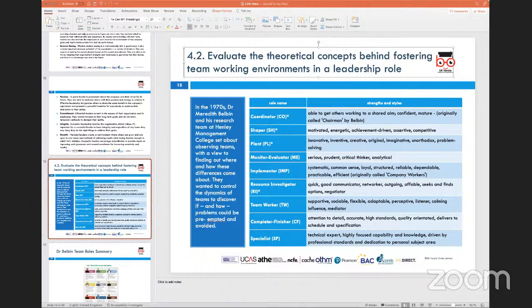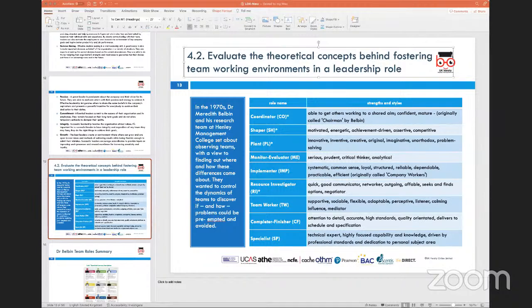And in order to discover these dynamics of how, when people are put together in teams to work to achieve objectives for the organization, they carried out a number of experiments over a period of 9 years. These experiments essentially led to the development of 9 different types of roles. And in the early 1970s, this was then coined as Dr. Belbin's team roles model.